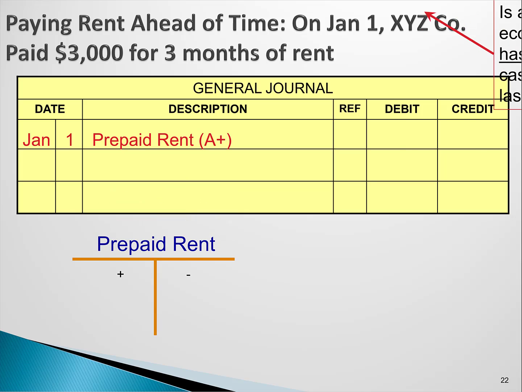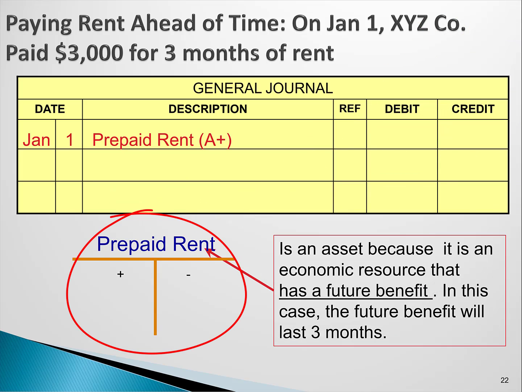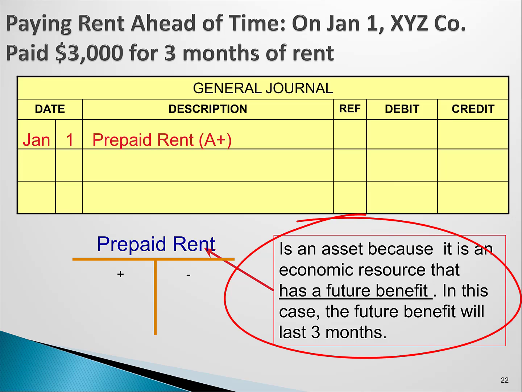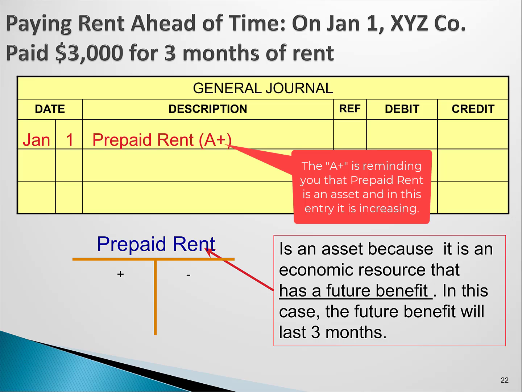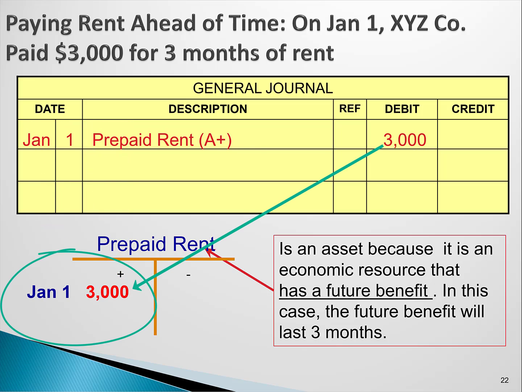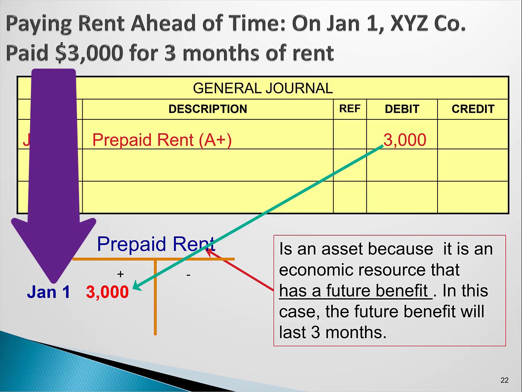And notice I have a prepaid rent T account. And notice the red box says it's an asset because it is an economic resource with a future benefit. In this case, the future benefit will last 3 months. And don't forget that the A plus in parentheses is just reminding you that prepaid rent is an asset and it's going up. So we're going to debit it $3,000. And notice I have posted that $3,000 debit into prepaid rent, and I put January 1 next to it just to remind me the date of that $3,000.